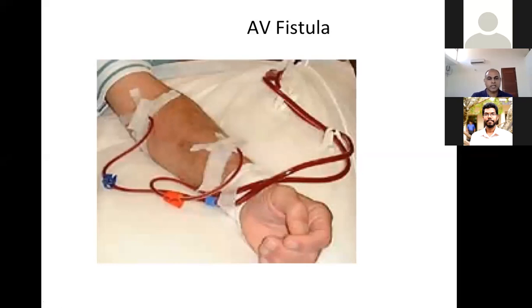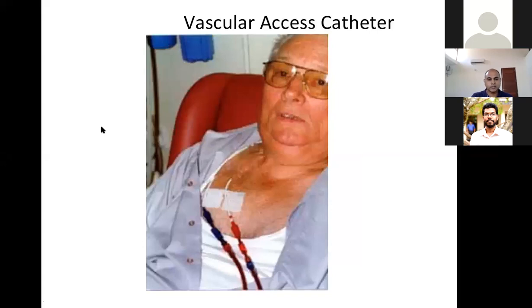And this is a line. So this is a permanent catheter where 2 lines are inserted through a subcutaneous tunnel, and they are connected to the internal jugular vein. So one will take the blood to the dialyzer, this red one, and the blue one will carry the blood back to the patient.